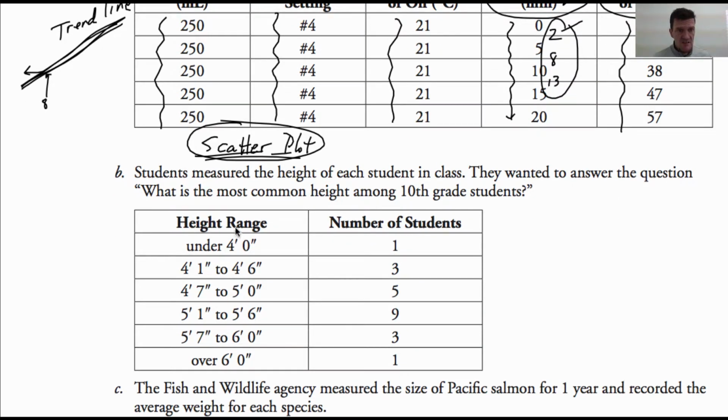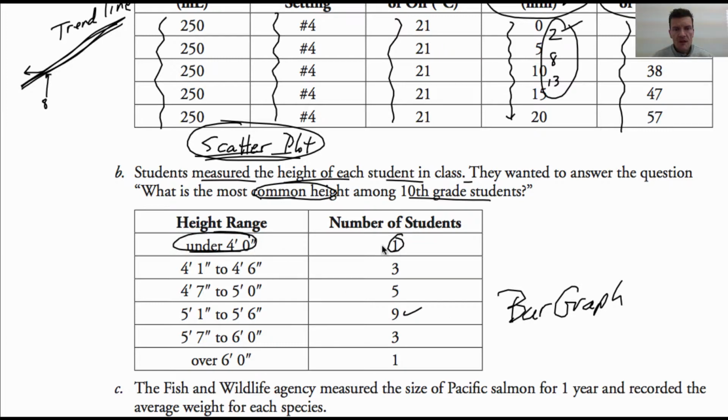In this case, you've got students measure the height of each person in class. They wanted to answer the question, what is the most common height among 10th grade students? So, under 4 foot, 1. Between 4'1" and 4'6", 3. Between 4'7" and 5, 5. Between 5'1" and 5'6", you got 9 students. Between 5'7" and 6 foot, you got 3. And over 6, you've got 1. This would best be a bar graph. Okay? Because you've got groups here, you've got categories. Category 1, and you put a bar that goes up 1 unit. Category number 2, etc., etc. Okay?